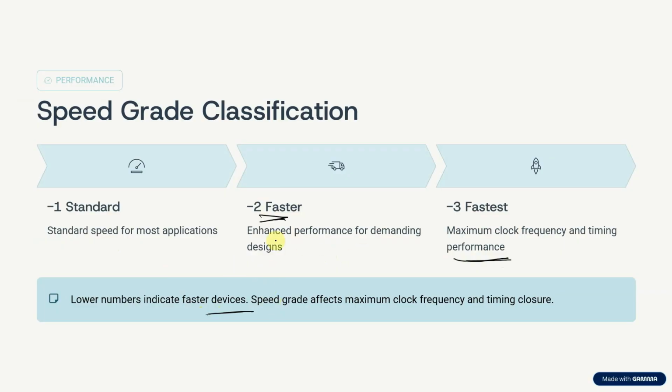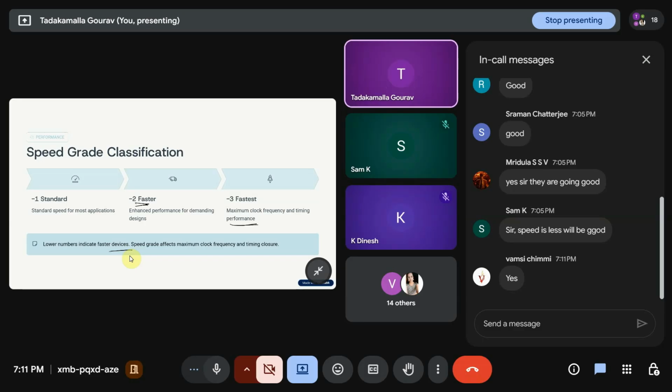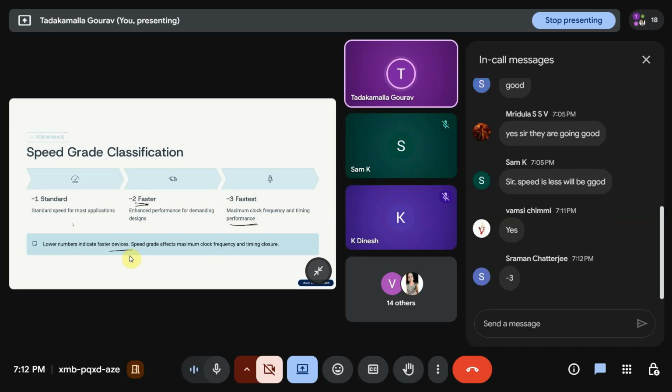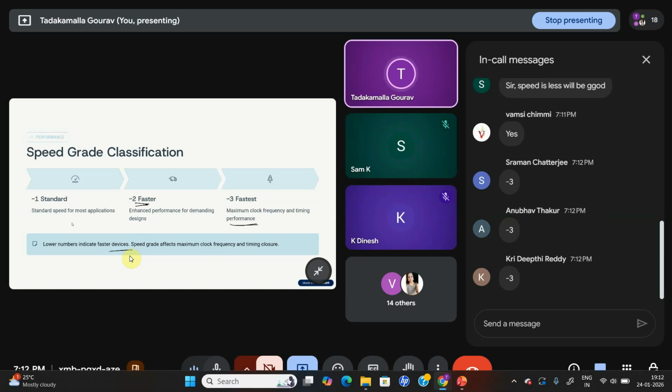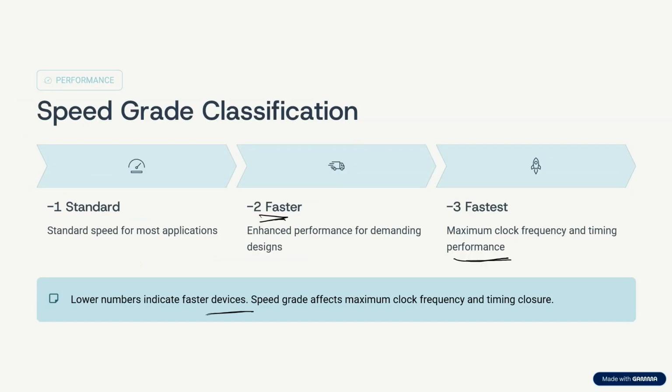So -1 is low or -3? Which number is low, -1 or -3? It's a basic question. Yeah, -3 is low. Exactly. So the lower the number here, the speed is going to increase, right? So speed grades affect the maximum clock frequency and timing closure.